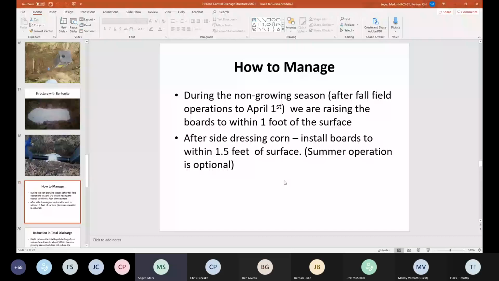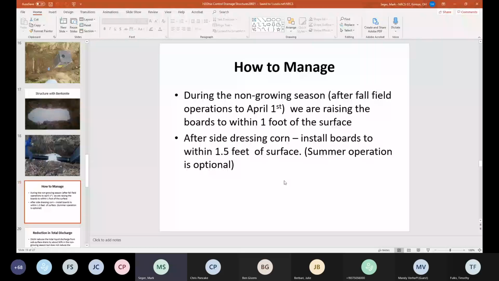In the summertime, if they want to, after side dressing corn about that time, they could install the boards to within a foot and a half of the surface, and they could watch it and manage it for keeping water in the field system or the operation. Again, this is going to be optional for the producer to manage. We don't want to be telling them when they have to close it during crop season, but it is something where they could save or conserve water during the growing season.